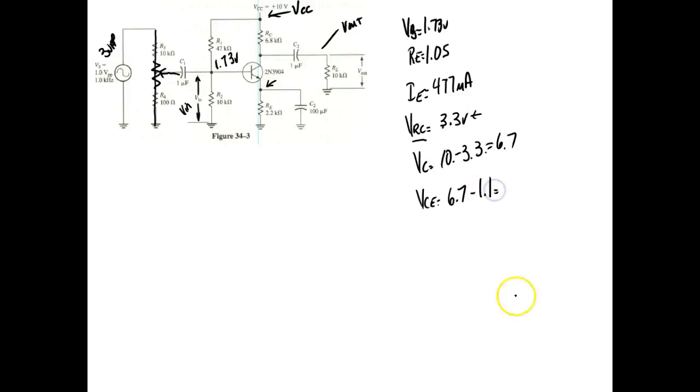Let's use 1.1. We'll just round these. So that means it's going to be around 5.5 volts, right?